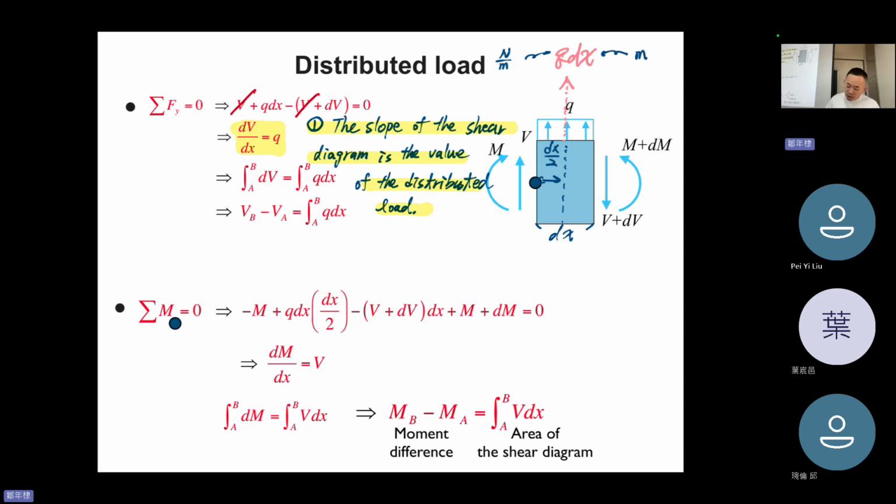But we're using the force balance, right? And then we can get the dV change related to the Q here. And dV over dx equal to Q. And dV over dx actually is the slope of the shear diagram. What is a shear diagram? It will look like this, x and V. And then you see this value, dV over dx, is exactly the slope in this diagram. Okay, so you will use that later.